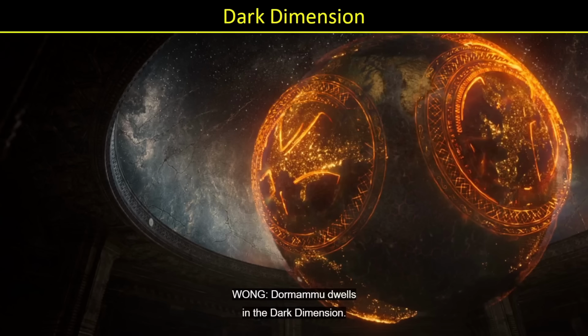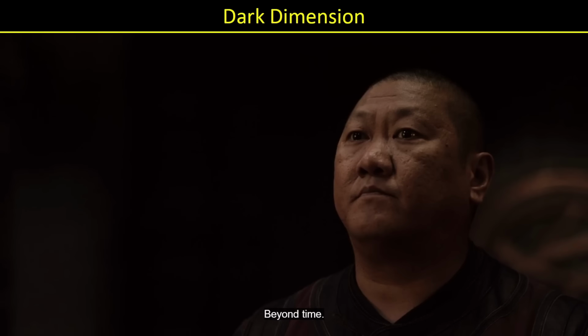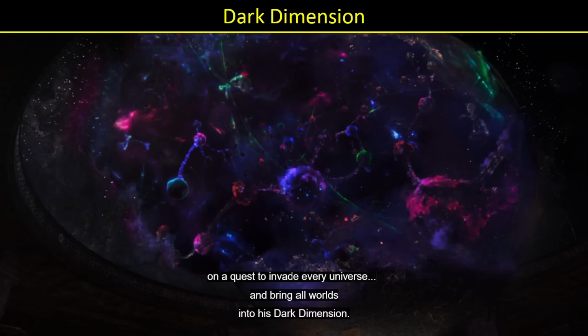Now this one's going to get a little confusing again because Wong explains that Dormammu dwells in the dark dimension. He tells us that it's beyond time, but most importantly, he says Dormammu is on a quest to invade every universe and bring all worlds into his dark dimension. Okay, so if you just take that on the surface, then that would seem that there is one dark dimension across the entire multiverse, and he's trying to pull in all the different universes.